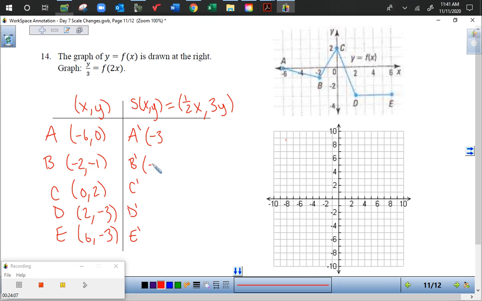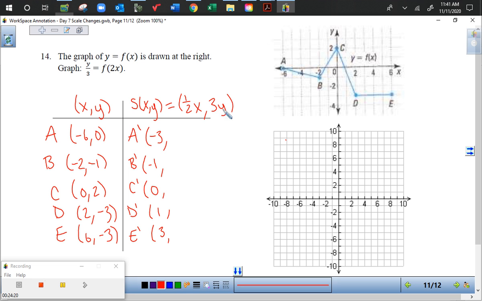-2 times 1/2 is -1. 0 times 1/2 is 0. 2 times 1/2 is 1. And 6 times 1/2 is 3. So x is done. Then we're going to do the same thing for y.